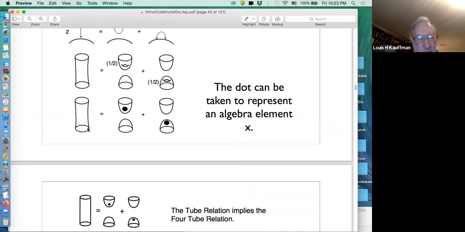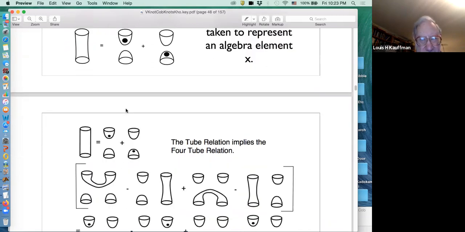And so now we have a nice cutting-a-tube relation, which says that if you have a tube, you can break it this way and that way and add them up. And we can try to connect with some unknown algebra by calling that x and seeing what kind of an algebra we would get.